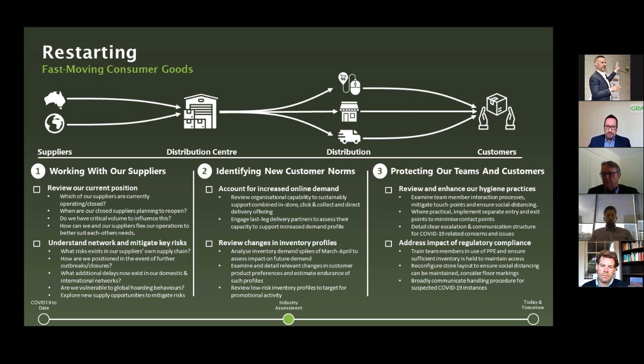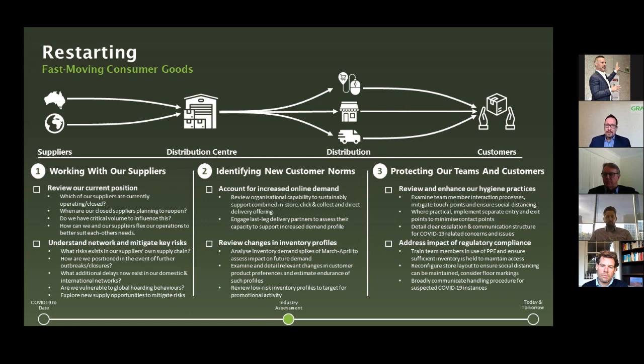We also need to review our inventory policies. So let's have a look at the March-April demands and assess what is the true demand profiles going forward. So it's not necessarily historic, but we might have some true changes in consumer behaviour that we now need to map. And we also have to look at our low-risk inventory and target that for promotional activity to make sure that we're not stuck with inventory that's not going to move anymore.